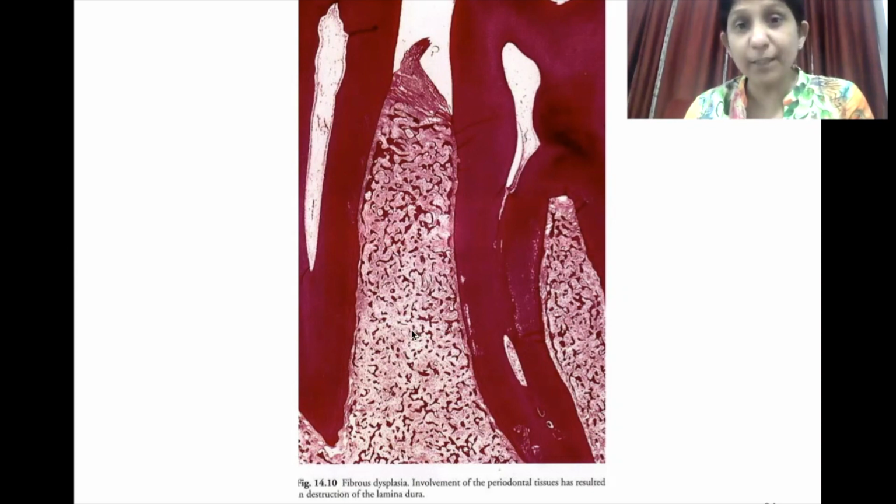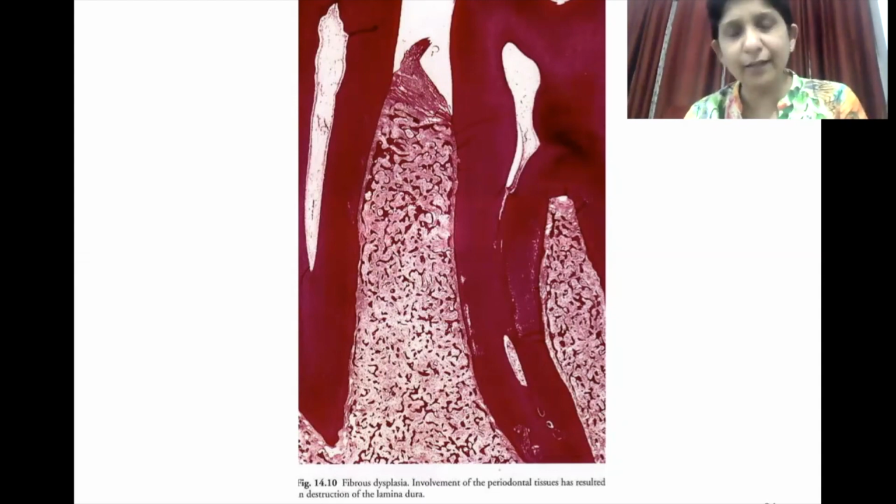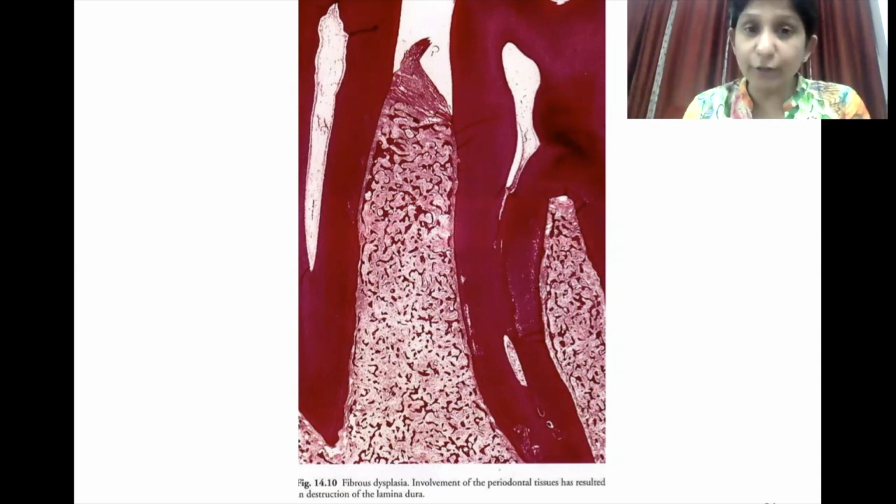Which clearly means that this bone is not functional. So masticatory stresses it won't take, as a result of which there will be not only fracture of this bone, but if there was some tooth waiting to be erupted in such a bony socket, it is not going to erupt. Rather, it will get displaced. So that's how you correlate the clinical features along with histopathology.